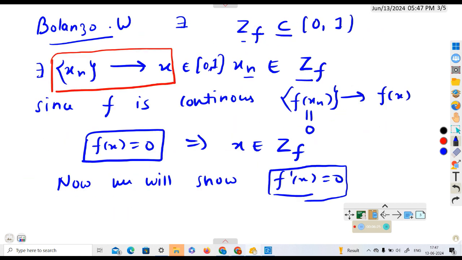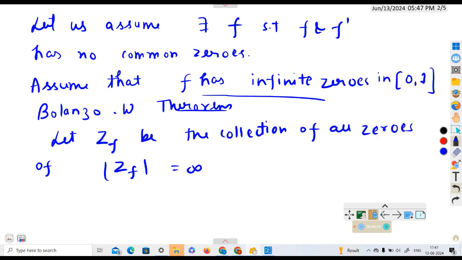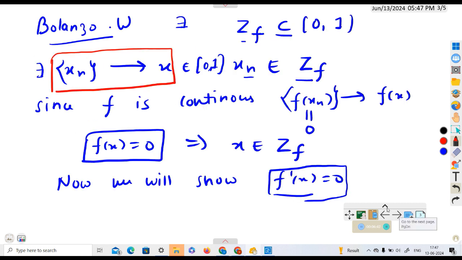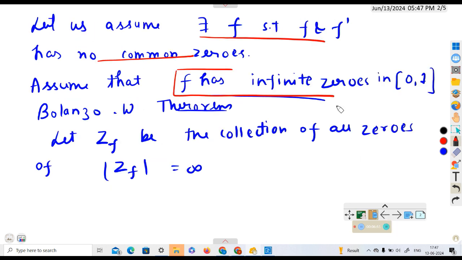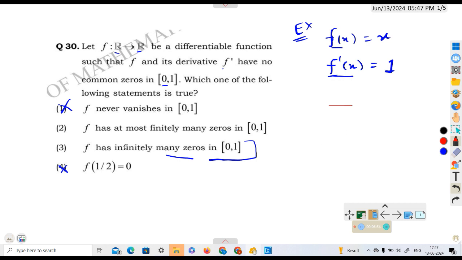So what we have done is assume that f has infinite zeros and that f and f dash have no common zero, but on the contrary we found that f(x) is equal to 0 and f dash x is equal to 0. They have a common zero, which is a contradiction. So our assumption that f has infinite zeros in 0 1 is wrong. So this can also not be true. This is the true option: f has at most finitely many zeros.